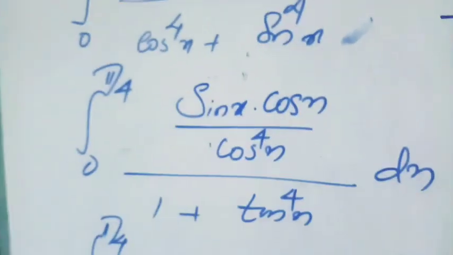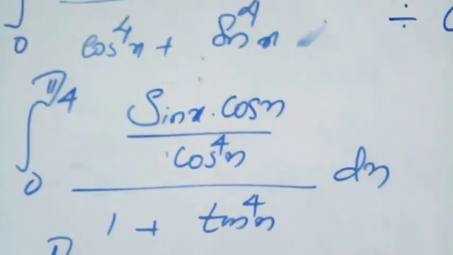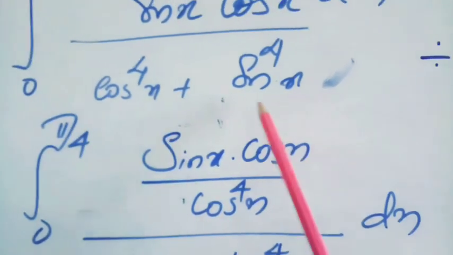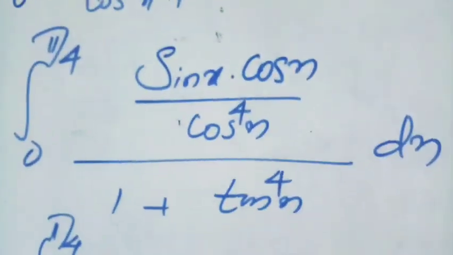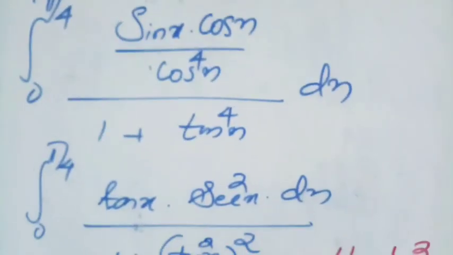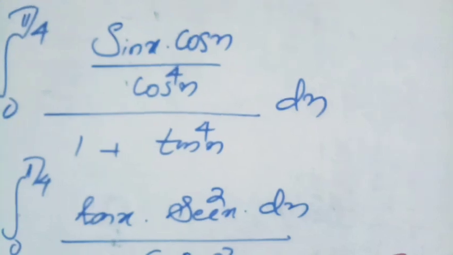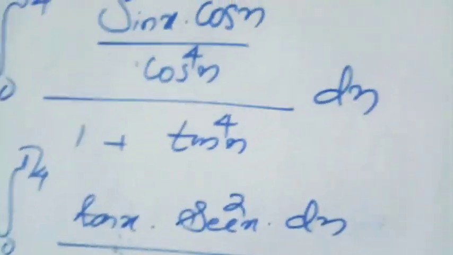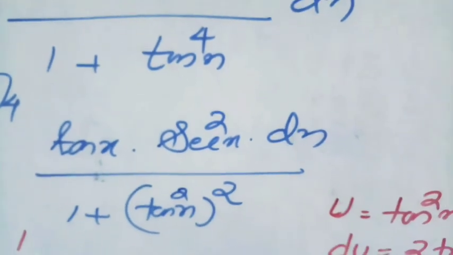Now the question is integral 0 to pi by 4 of sin x cos x by cos power 4 x plus 1, dividing by cos power 4, and the denominator becomes 1 plus tan power 4 x. Simplifying, the numerator becomes sin by cos, that is tan, and one cos will be cancelled, and the remaining 1 by cos square is there. You can write it as sec square x.